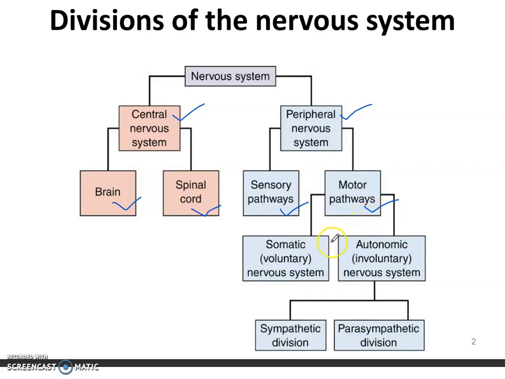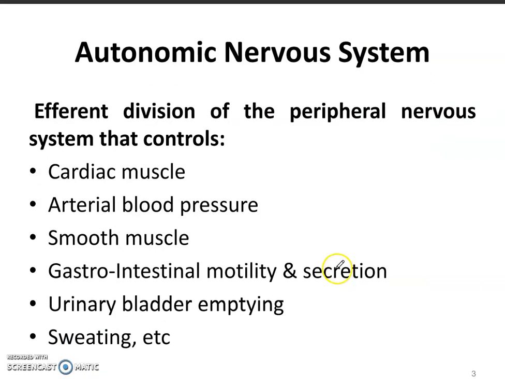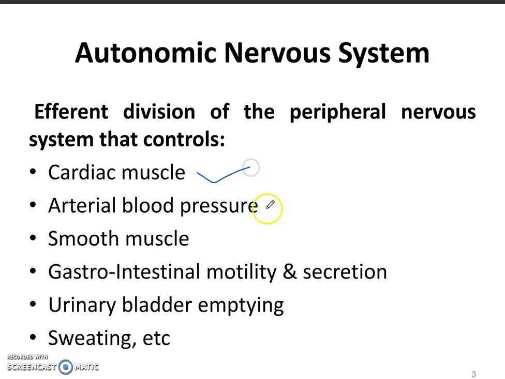The motor pathways are divided into somatic, meaning body, and autonomic, meaning involuntary nervous system. And the autonomic is further divided into sympathetic and parasympathetic divisions. So the autonomic nervous system controls cardiac muscle, arterial blood pressure, smooth muscles, gastrointestinal motility, and secretion, as well as respiration and sweating.